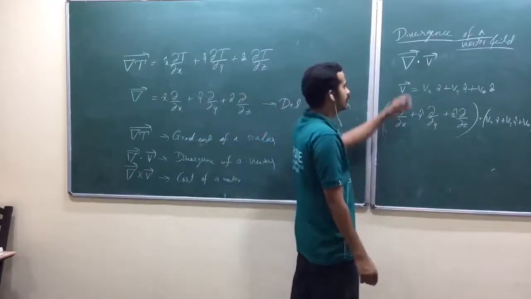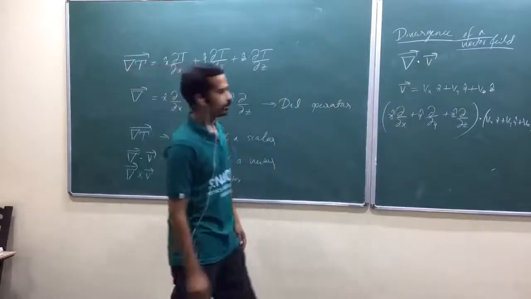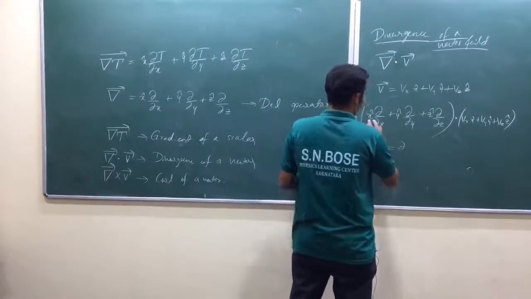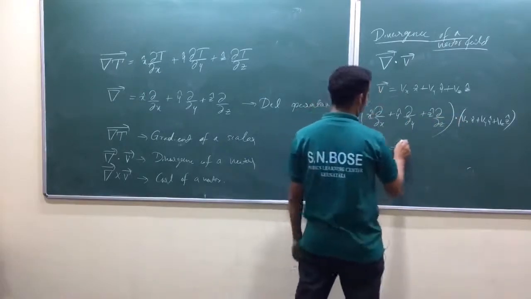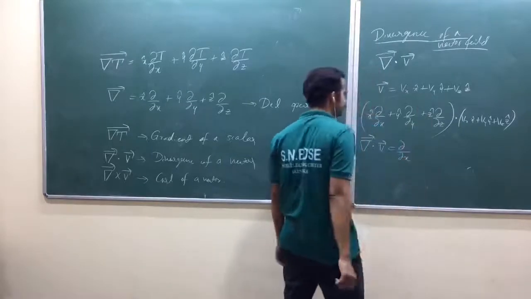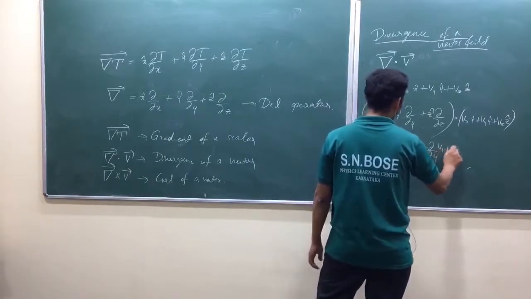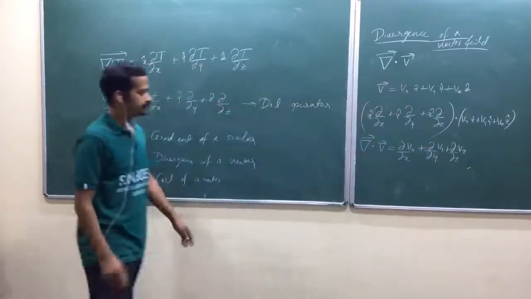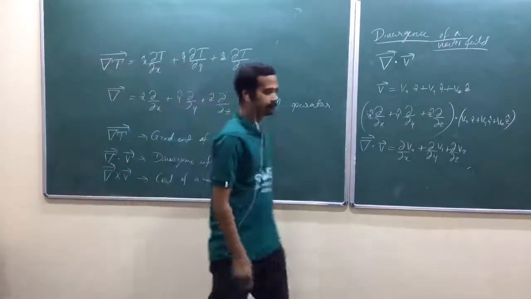If you define the vector in Cartesian coordinates, this dot product you can write as del dot v equal to: x cap dot x cap is 1, x cap dot y cap is 0, remember. So dou by dou x of Vx plus dou by dou y of Vy plus dou by dou z of Vz. So it is a kind of derivative with respect to components, and adding.